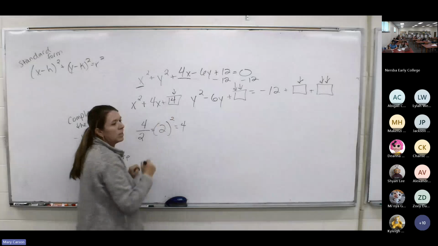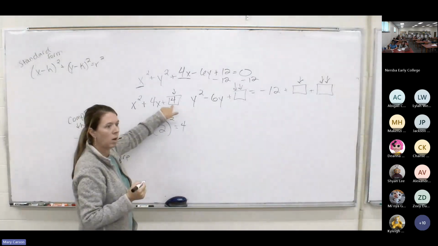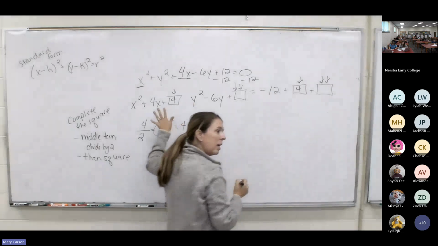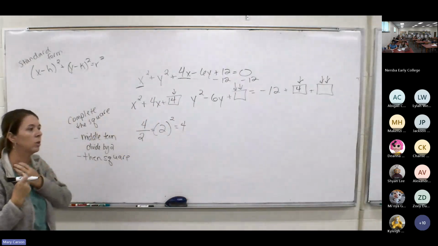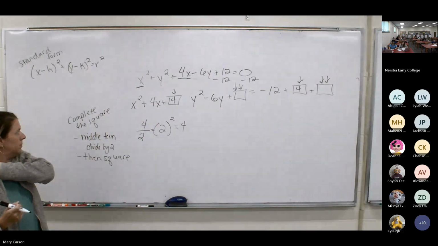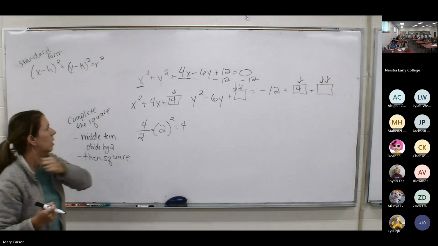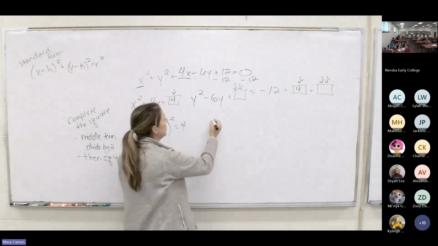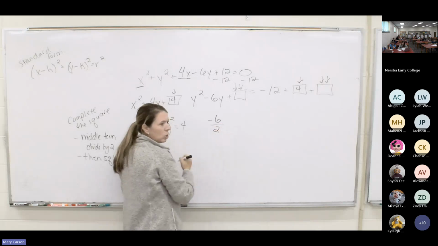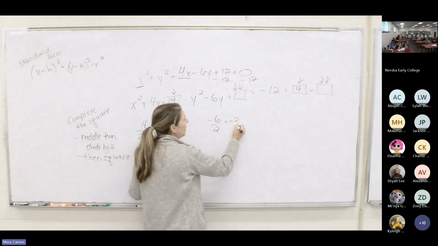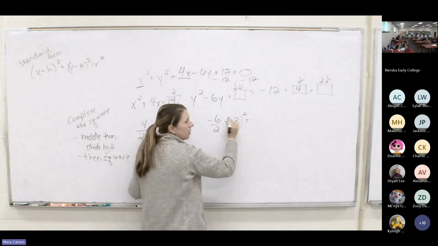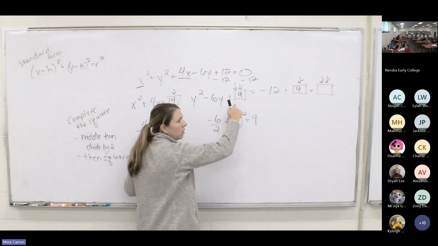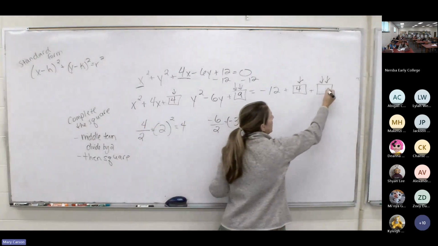And again, what did we say? We said whatever goes in this box will also go in this box. Because whatever you add to one side of an equation, you also have to add to the other, because we don't want to change it. All right, the same thing for this one. See our middle term here? -6. I'm going to divide it by 2, which is -3, and then I'm going to square it. -3 squared is 9. Take 9 and add it over here.